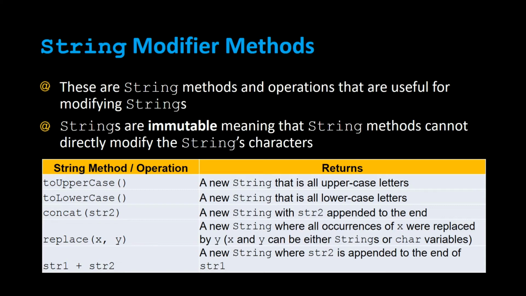String modifier methods are string methods and operations that are useful to modify strings. Strings are immutable, meaning that string methods cannot directly modify the string's characters. And I'm going to explain this by example.